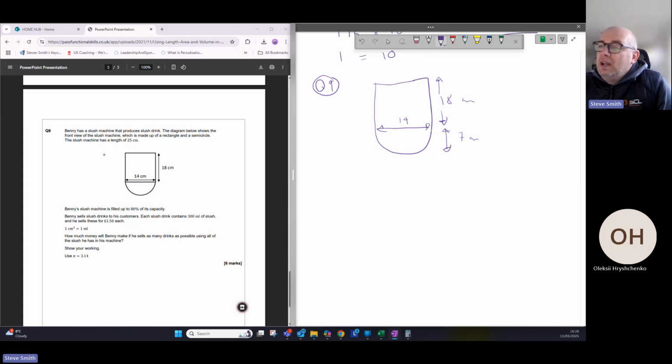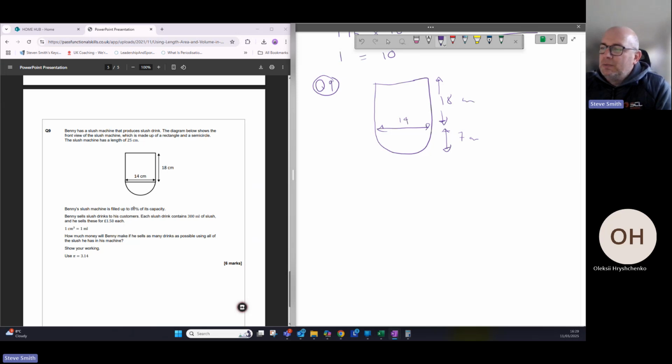Let's have a look at what else he's saying. Benny's slush machine is filled up to 80% of its capacity. Benny's machine produces slush drink. The diagram shows below the view of the slush machine, which is made of a rectangle and a semicircle. Okay, so it's saying area here, isn't it? Interesting. Okay, so let's work out. I'm not sure whether 25, the length, is going to be that way? Interesting. Let's have a read of what it's asking us to do.